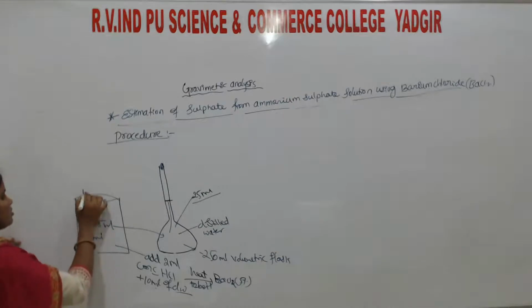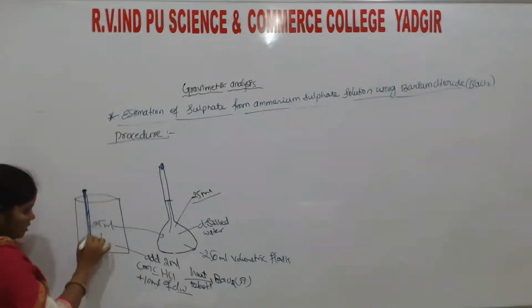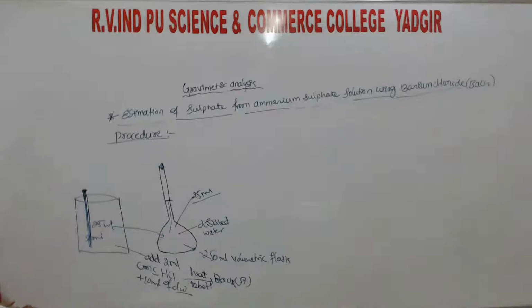This is a glass rod. Here is the policeman. This glass rod is used for stirring purposes. Stir constantly with this glass rod with policeman until the precipitation of sulfate as barium sulfate is obtained. The precipitate is barium sulfate, BaSO4.